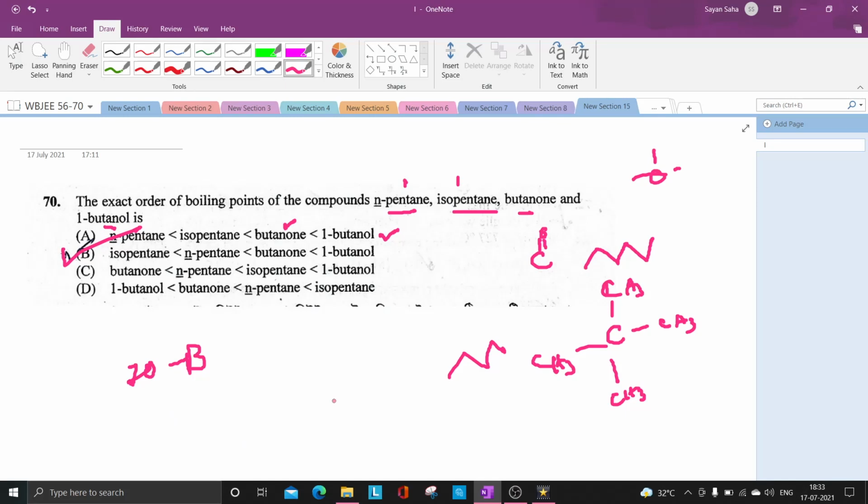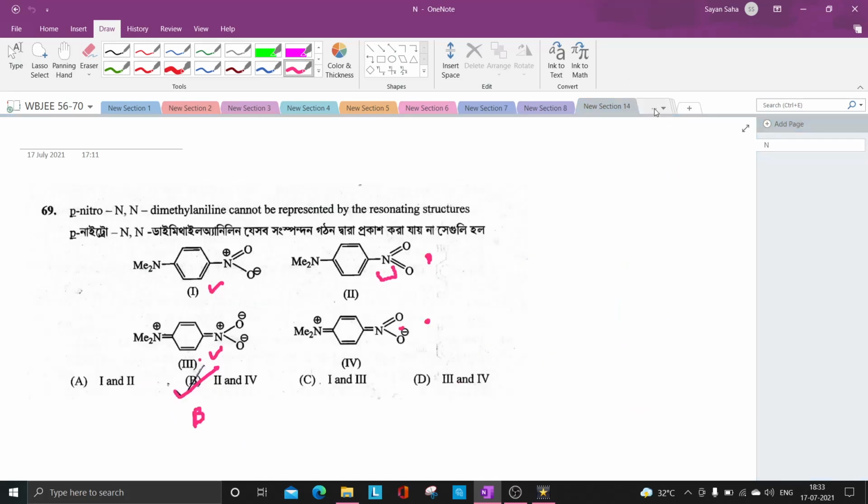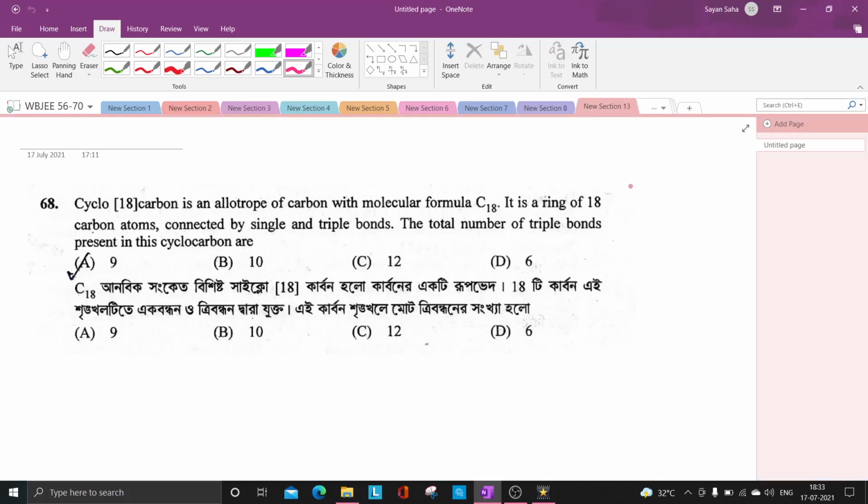So okay, look here, I guess I have skipped one question. So this was question number, yes, this question. Cyclo-18 carbon is an allotrope of carbon with molecular formula C18. It is a ring of 18 carbon atoms joined by single and triple bonds. So see, this cyclo-18 carbon we can write in 2 ways. You write 18 C's. I am just showing 5 carbon atoms.